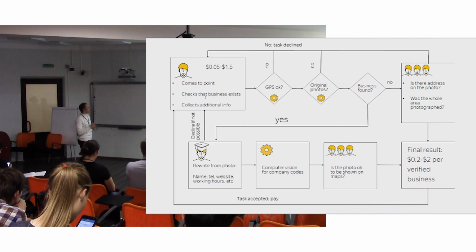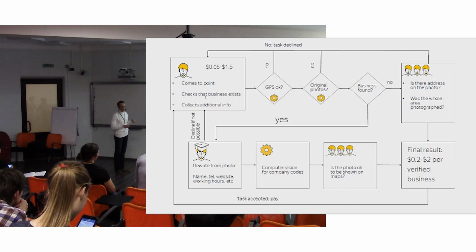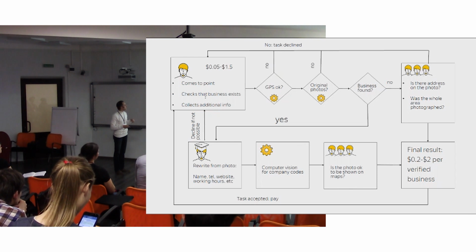And the workflow for this quality control and for these tasks is a little more elaborate and complex, so let me explain it in detail. As the first step, the worker receives the task, comes to the point on the map, checks that this business really exists, and sends us to the server or to the Toloka app a photograph of it.